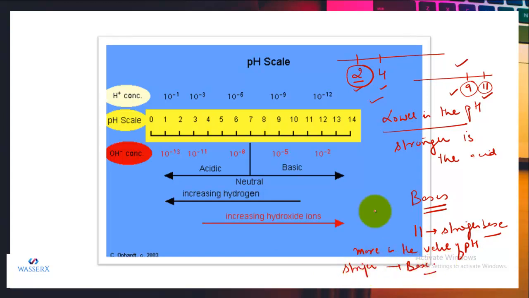So this is the pH scale, ranging from 0 to 14, and 7 is the neutral point. If you move to the left from 7, it indicates that they are acids, and if you move to the right from 7, it indicates that they are bases. The lower the value of pH, the stronger is the acid, and the higher the value of pH, the more basic in nature it is.